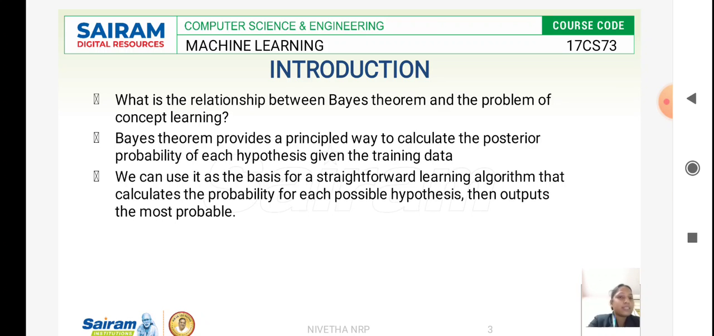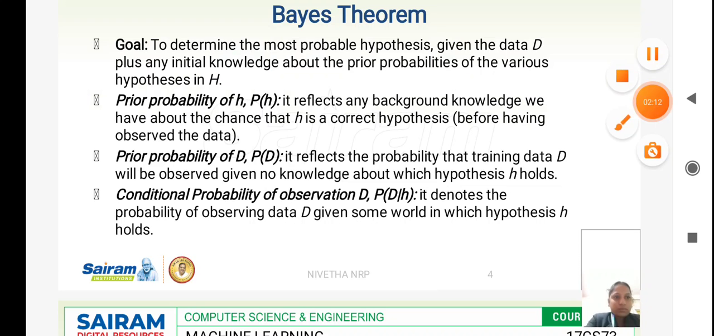And next, it is a straightforward learning algorithm. Bayes theorem provides you a straightforward learning algorithm for calculating the hypothesis. Whenever you give an input, it is going to analyze that, map your input with the already trained data set, and produce the output.